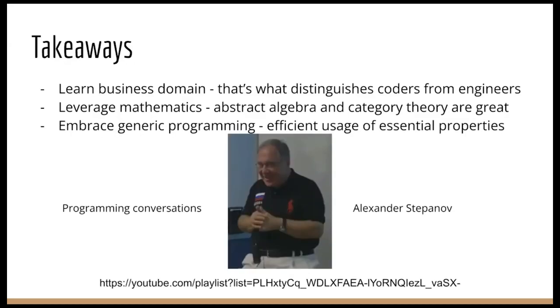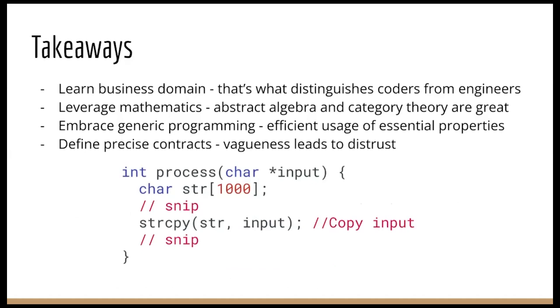We should also embrace generic programming. Efficient usage of essential properties is the key to code reuse and efficiency. And I highly recommend watching the series of lectures called Programming Conversations by Alexander Stepanov. Those are great. Pretty much anything that you can find with Alexander Stepanov is certainly worth watching. Highly recommended. Define precise contracts.